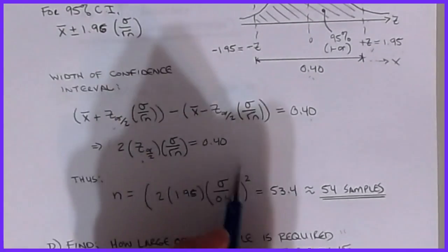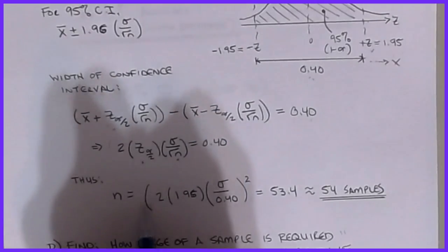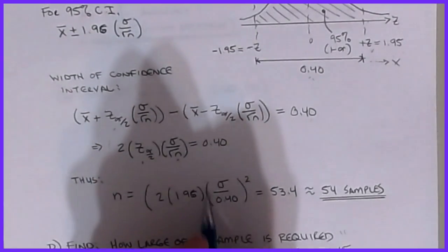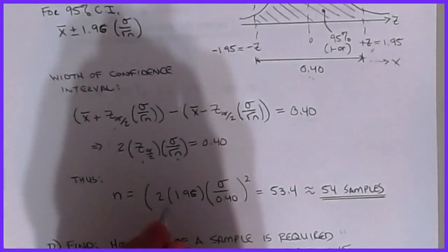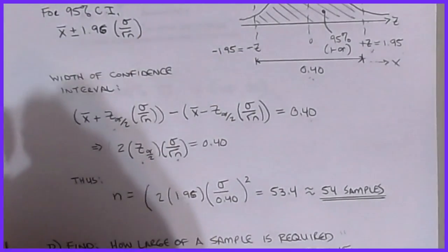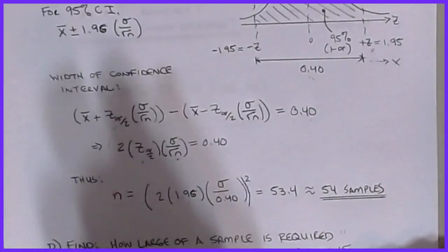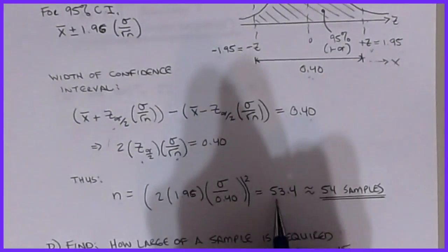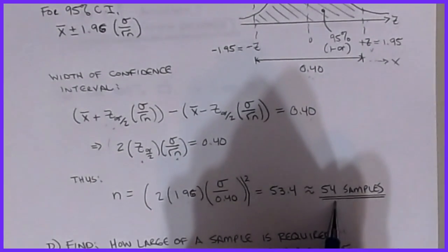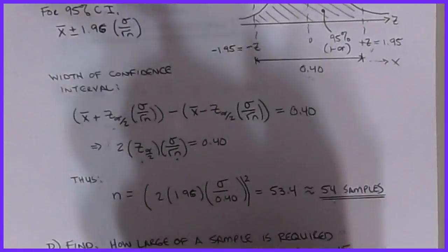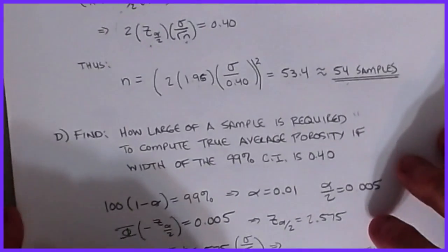So all I'm going to do is take this expression and solve it for n. If I do some algebra and rearranging, n is equal to 2 times that z parameter times sigma over the width, and then that whole thing squared. I need a bracket in there, so we'll close that. If I do that, then n becomes 53.4. So if I do 54 samples, I will get a 95% confidence interval that has a width of 0.4. So I can work my way back to how much testing needs to be done.